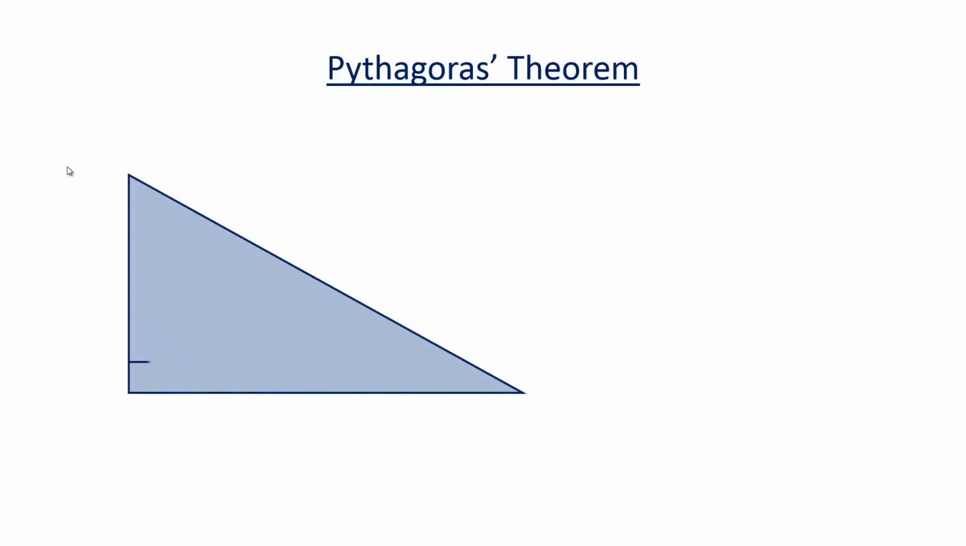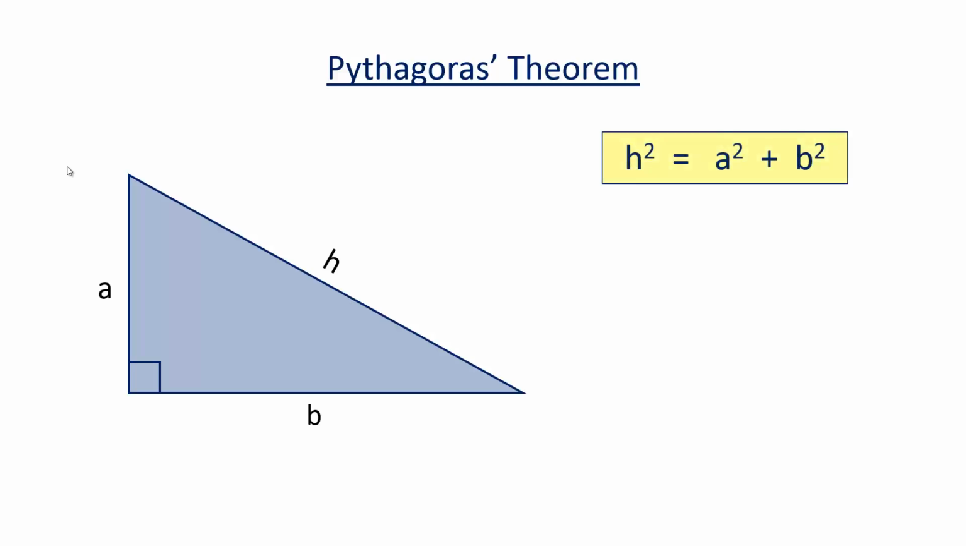So let's get our right angle triangle back, and let's name the sides. H for hypotenuse, A and B. Now Pythagoras' theorem is that h squared equals a squared plus b squared. Which means whatever number h is, if you square it, you get the same number as if you take the number that a is and square it, and add that to the number that b is when it's squared. H squared equals a squared plus b squared.